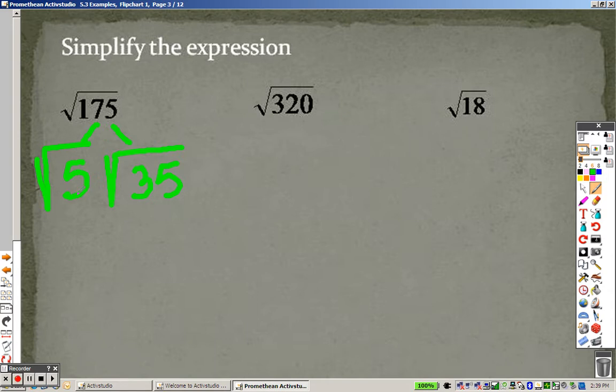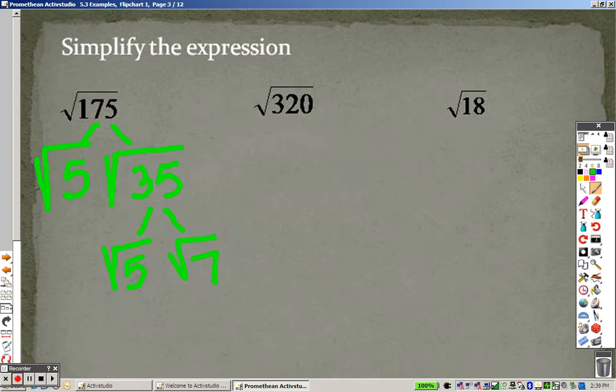Square root of 5. Can I take that down any farther? The answer is no. And the reason why is, what are the things I can split 5 into? 1 and 5. That just gives me exactly what I have, so it doesn't help at all. 35. Using the same rule, it ends with a 5, so more than likely it's divisible by 5. And I'm right. This is a root 5 and a root 7, because 7 times 5 is 35.